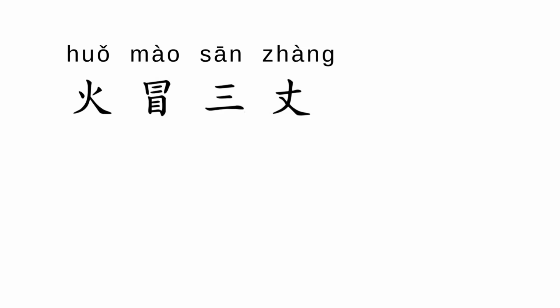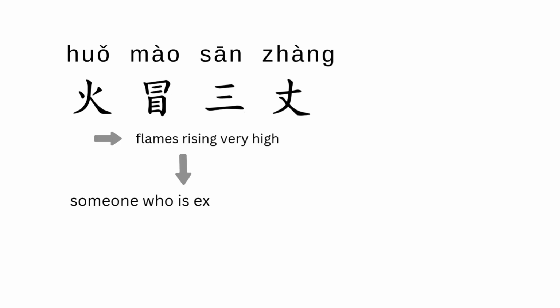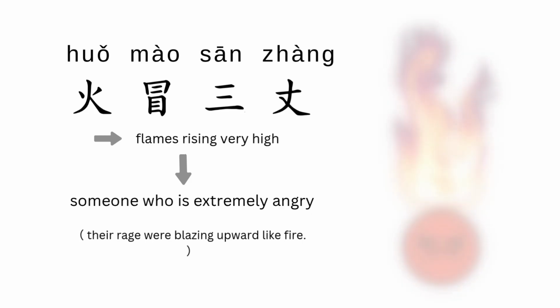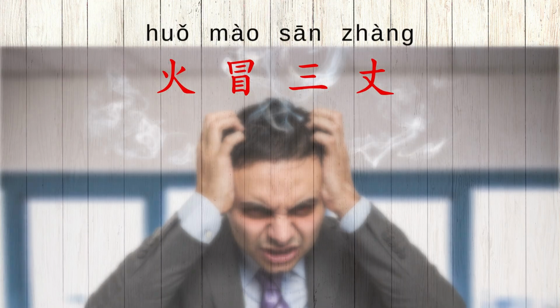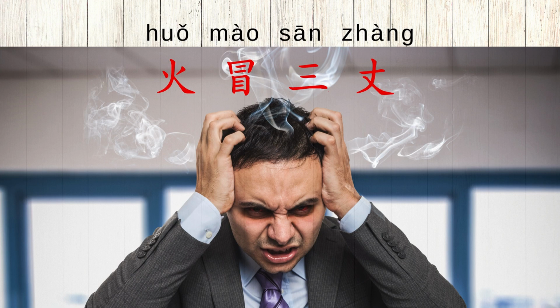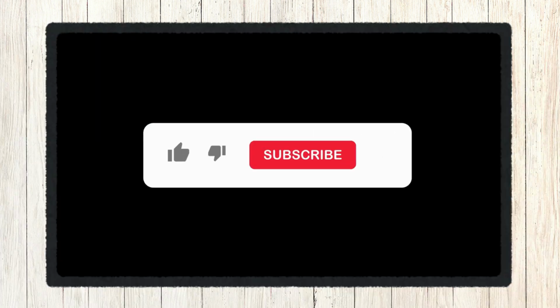There is also a 4-character idiom. 火冒三丈. Its literal meaning is flames rising very high, but it is used figuratively to describe someone who is extremely angry, as if their rage were blazing upward like fire. So whenever you want to describe a very angry state, you can use this idiom. 火冒三丈. Have you learned it now?